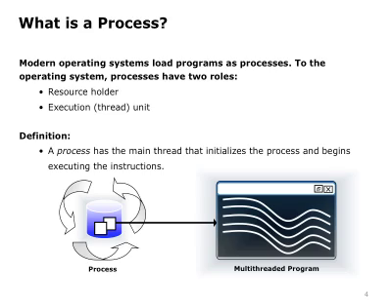A process is a larger concept in modern operating systems. Processes have two roles: resource holder and execution unit. It is the main thread that initializes the process and begins execution of the instructions. Essentially, when you type a command in Linux, the shell will start that command in a separate process. It essentially will initialize all the environment variables and allocate necessary resources for the program to continue.